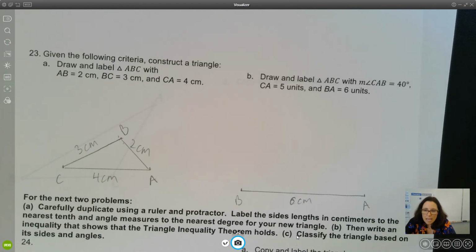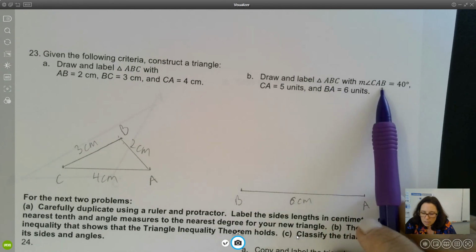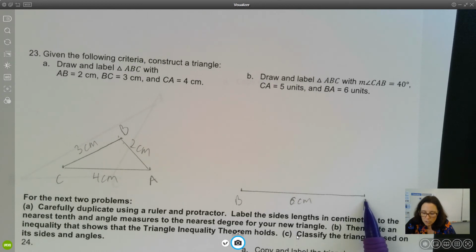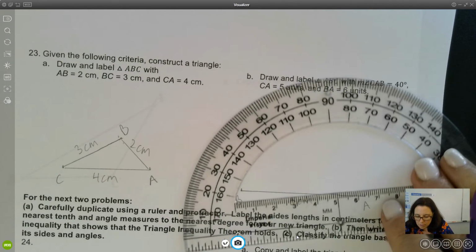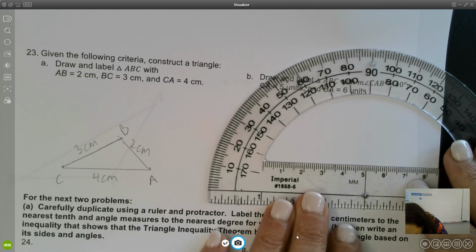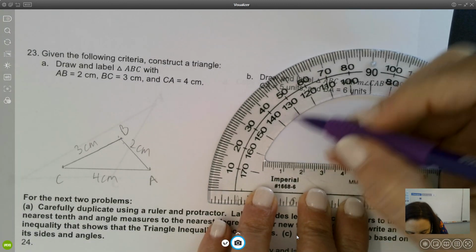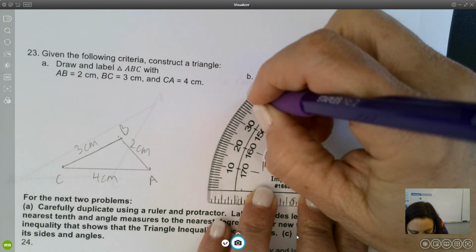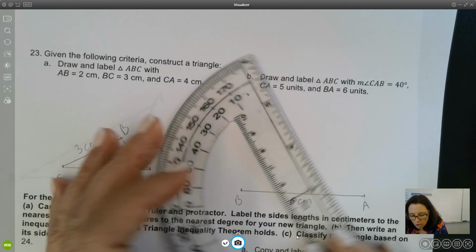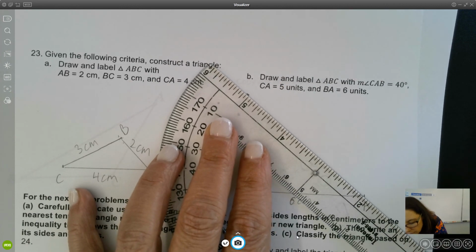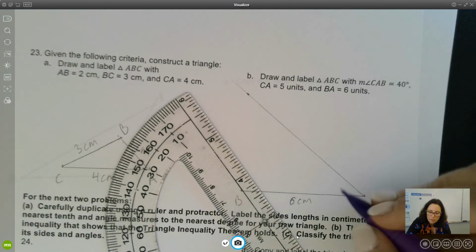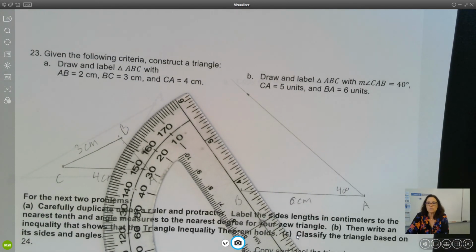All right, now angle CAB needs to be 40. So at A, this needs to be 40 degrees. That's my next step. So I line up my protractor and I'm going to mark 40. 40 is right there. Okay, so I'm going to draw just a long line through that point. I didn't measure anything yet. I just drew a long line through it. But I did measure this to be 40 degrees.